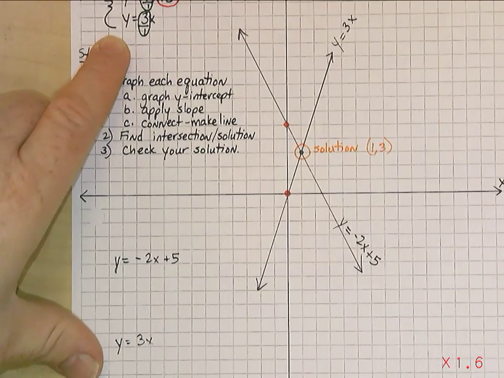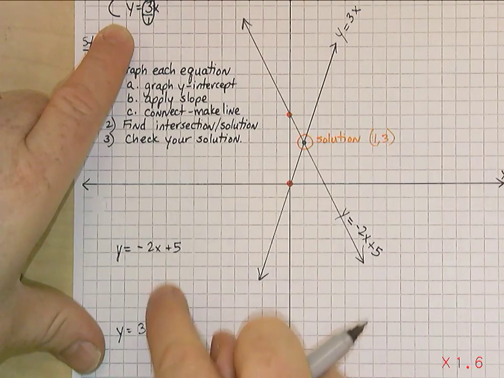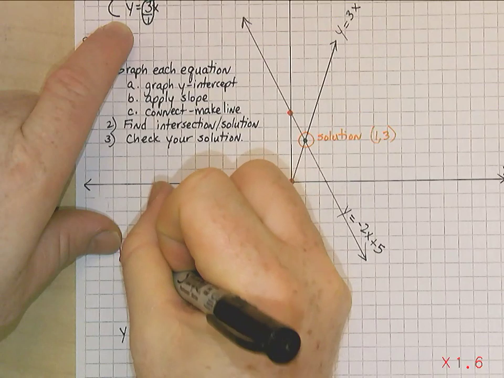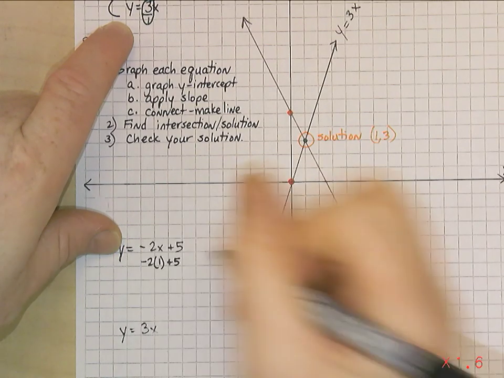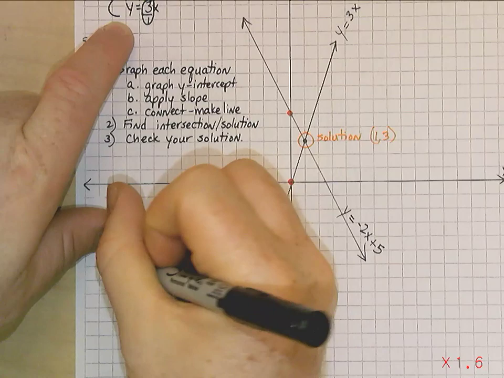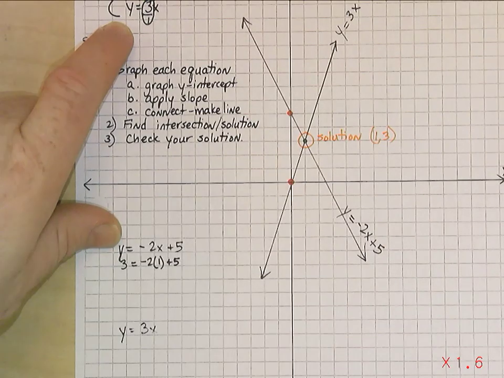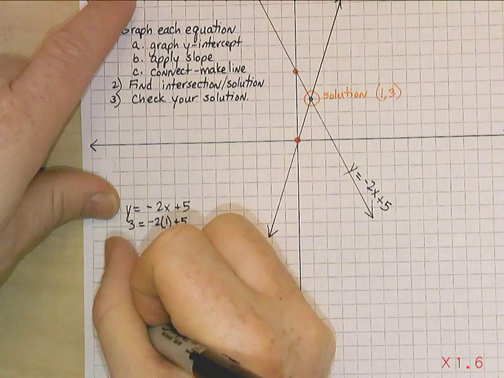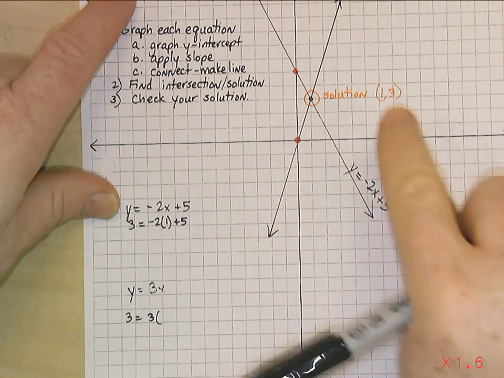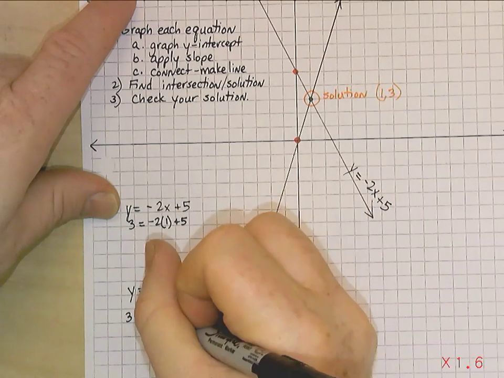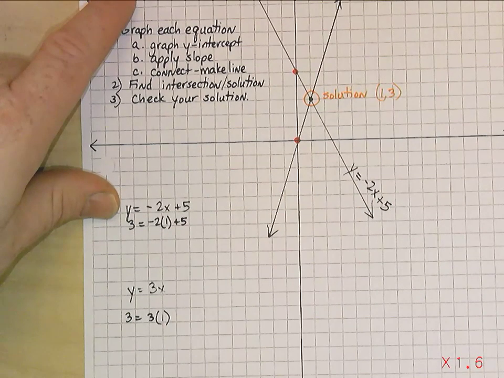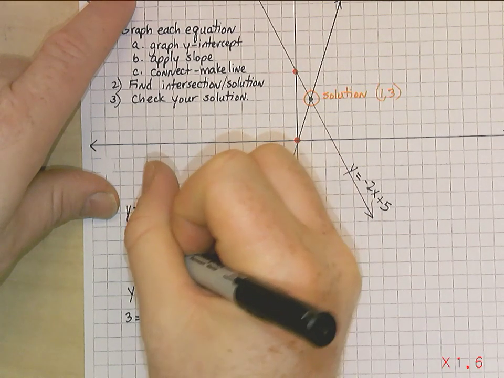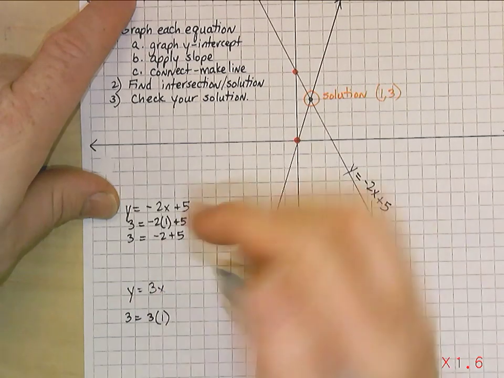Okay, so what we're going to do is take our solution and plug it back into both of these equations to make sure it works. So 1 is x, so it would be negative 2 times 1 plus 5. Y is the 3, so that should be 3. 3 equals that answer. For this one here, same thing. Y is 3, so 3 equals 3 times x, and x is 1. Negative 2 times 1 is negative 2. Negative 2 plus 5 does indeed equal 3.